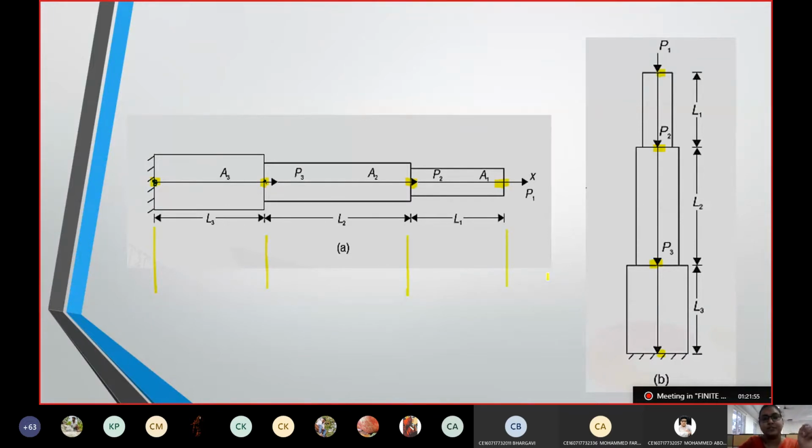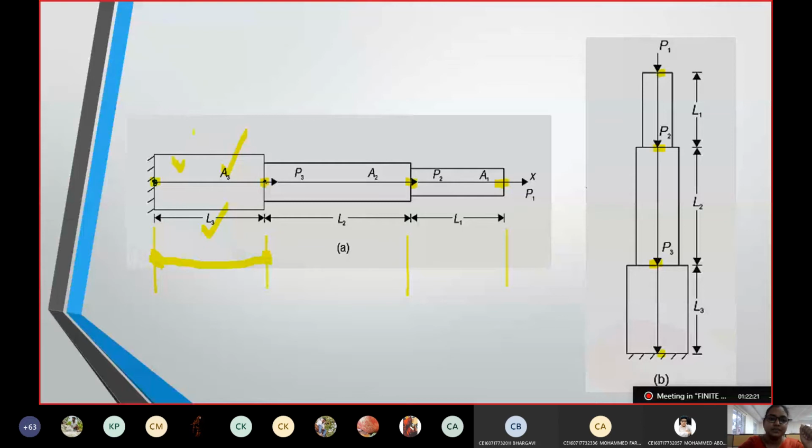You can call it a free body diagram, what we generally do. Now individually I'll take the nodes separately. This is a bar with 2 nodes, for which we already know the stiffness matrix. A value will be given, L value will be given, E value will be given. AE by L into [1, -1; -1, 1] is your stiffness matrix.